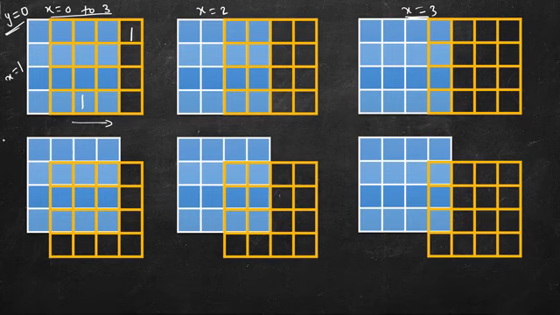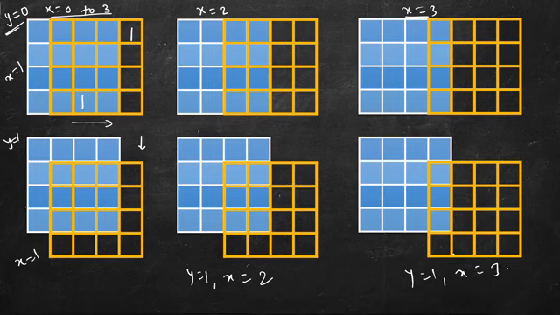Next, y is 1. We shift in this direction also, and x is 1. This is y equal to 1, x equal to 2, and this is y equal to 1, x equal to 3. And the next one will be, this will come here, y equal to 2, then y equal to 3. So all possible shifts we have made, and in the last one what will happen? This will be like this.